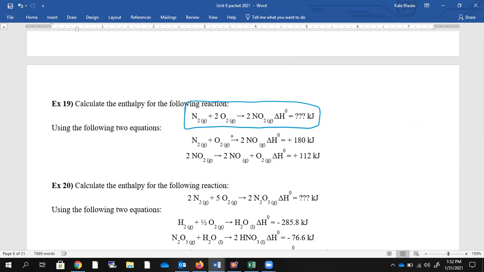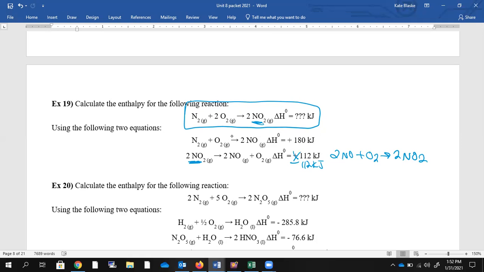Well, I need NO2 to be a product. So I want to take this second reaction and flip it around the other way, because that would make NO2 be a product instead of a reactant. So I'm going to have 2NO plus O2 makes 2NO2. By reversing that reaction, I've changed my delta H for that reaction now to be negative 112 kilojoules, because by reversing the reaction, I reversed the sign on my delta H. It's now an exothermic reaction instead of an endothermic reaction.